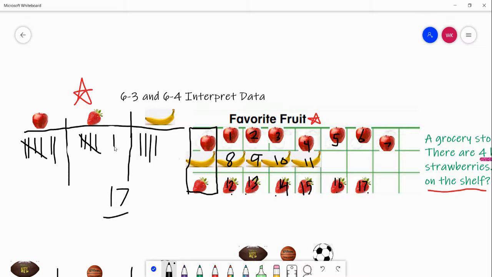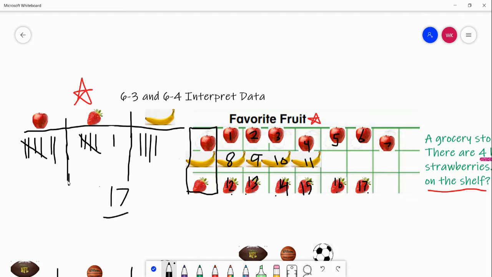You either could have used the picture graph to help you figure out the missing number in our problem, or you also could have used the tally chart, because you could have added the apples and the bananas together. You could have counted up those tally marks, and you're at 11, so you could have gone 12, 13, 14, 15, 16, 17 to figure out that there were going to be 6 strawberries. You could have done either to figure out that missing number.